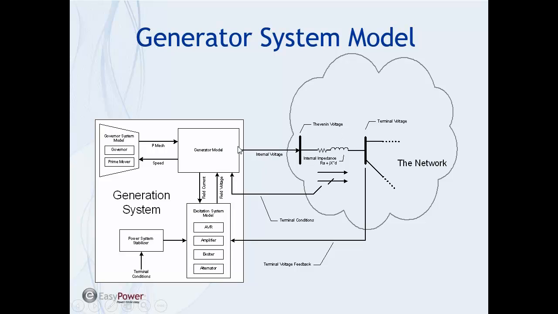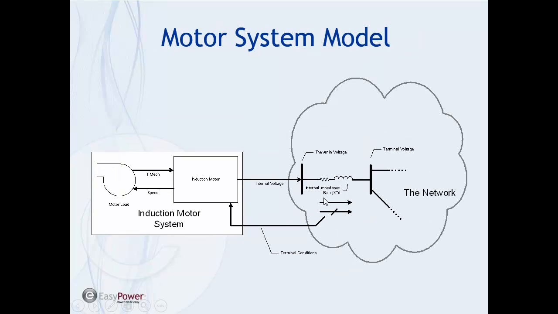So the model produces the voltage that impacts the network. Similarly, for motors, it's pretty much the same exact model and connection with the network, except it's a slightly different internal model. Induction motors don't have a field, for instance, so they don't need that AVR or any type of excitation system, but they do have a load. So we have a new component over here, which is the motor load.